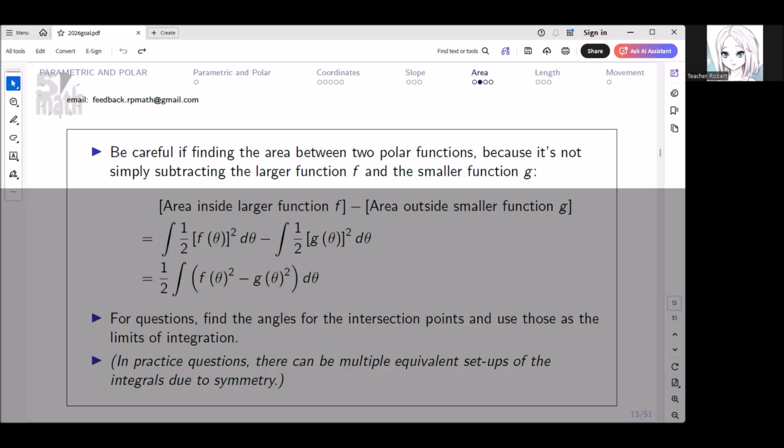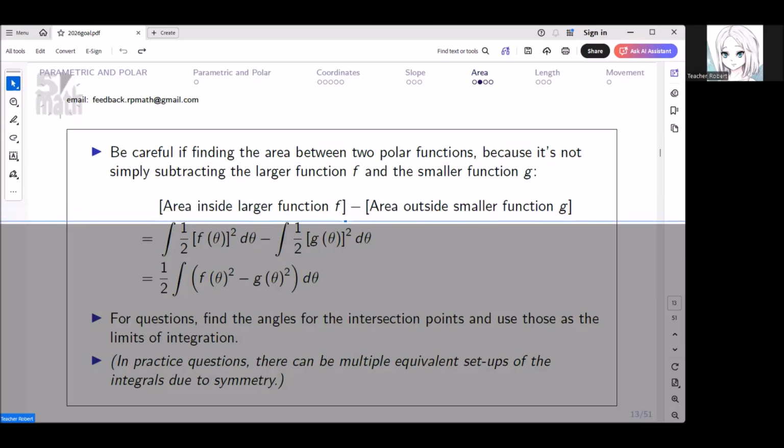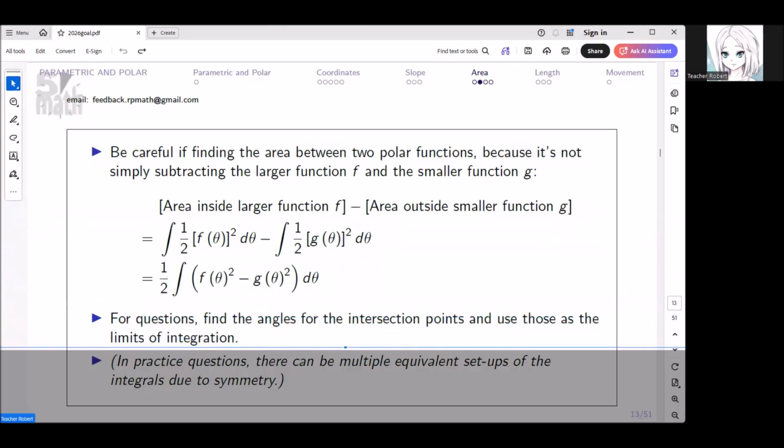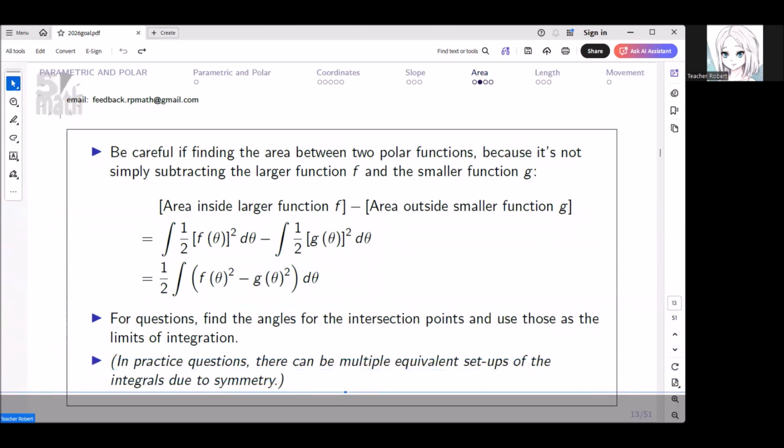Be careful if finding the area between two polar functions, because it's not simply subtracting the larger function f and the smaller function g. Area inside larger function f minus area outside smaller function g. And we get the following. For questions, find the angles for the intersection points and use those as the limits of integration. In practice questions, there can be multiple equivalent setups of the integrals due to symmetry.